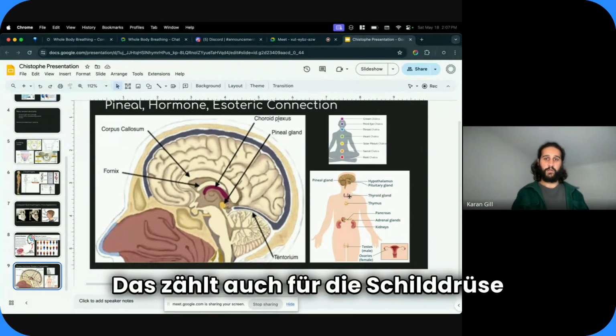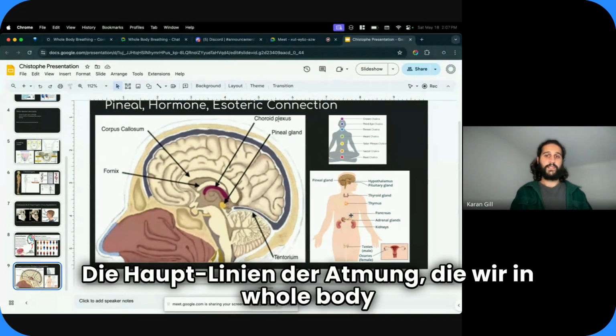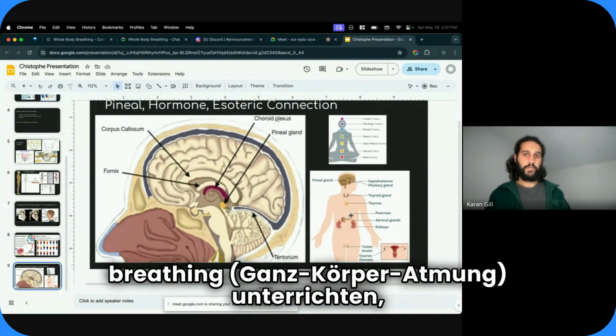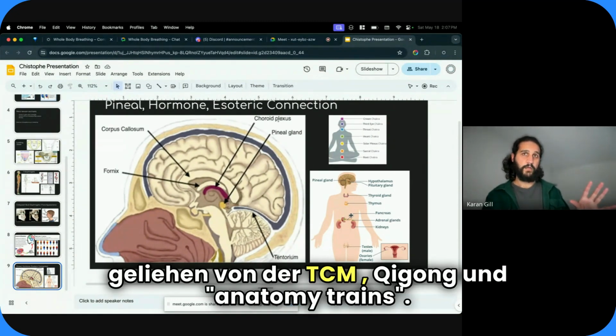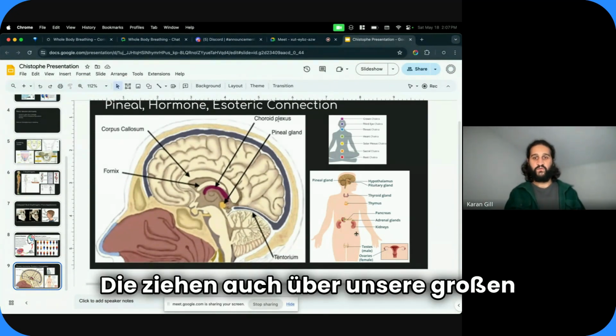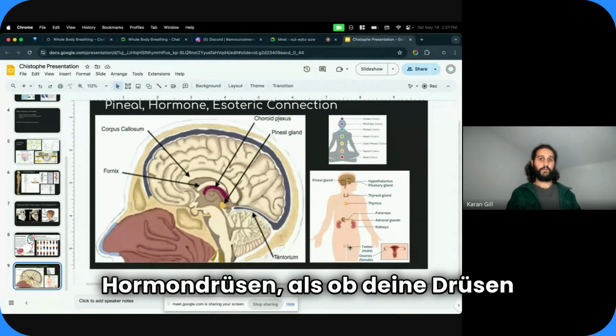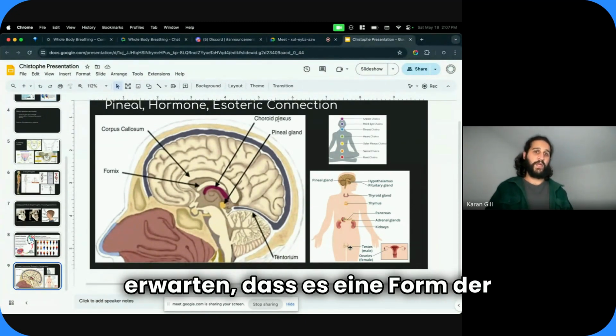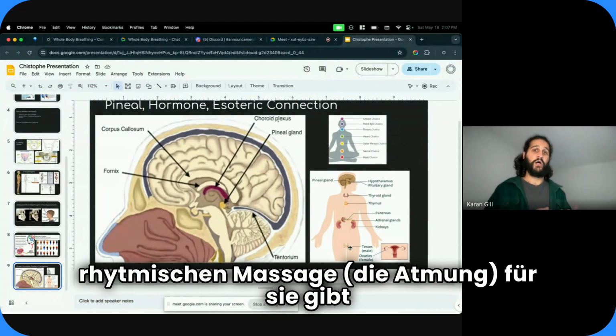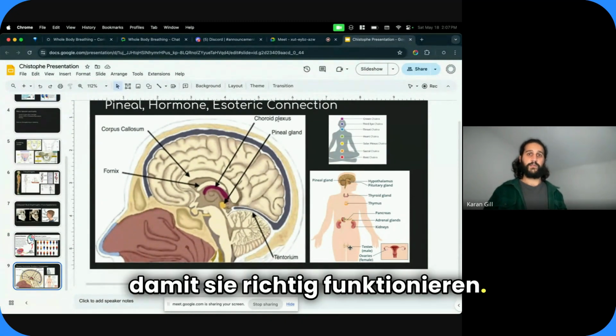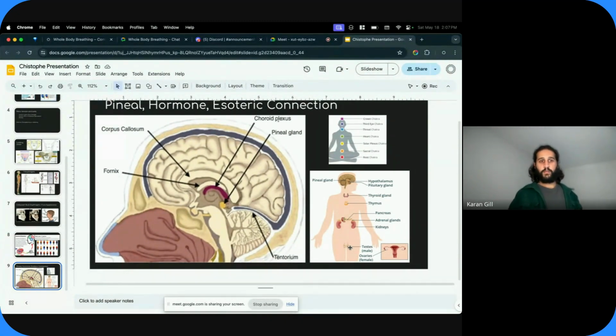Same goes with the thyroid gland, thymus. Our main lines of respiration that we teach in whole body breathing, borrowed in large part from TCM and Qigong, and also Anatomy Trains, also go right over all of your major hormone glands, as if your hormone glands are expecting that there's going to be some sort of rhythmic massage to massage these glands so that they're functioning properly.